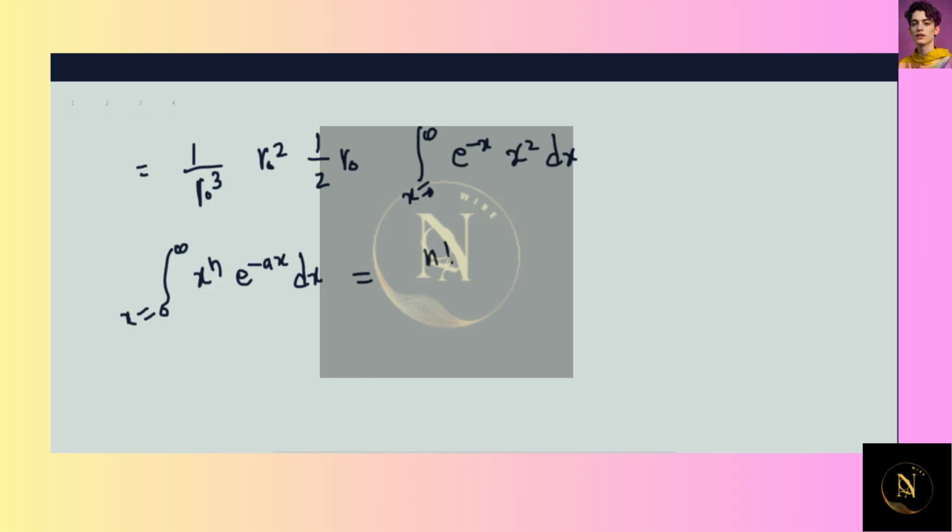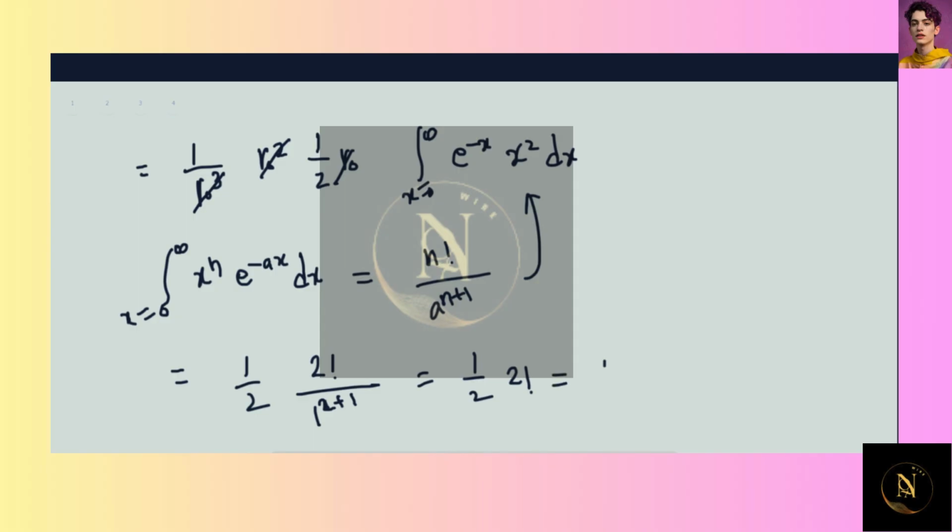This integral evaluates to n factorial over a to the power n plus 1. So we substitute this back over here. r naught cube cancels with r naught square times r naught, so we basically have 1/2. Here the value of n in the integral is 2, so we get 2 factorial, and the value of a is 1 because the factor multiplying x in e to the power minus x is 1. So we have 1 to the power 2 plus 1. We basically have 1 over 2 times 2 factorial, which gives us 1. So the wave function is properly normalized. Thank you.